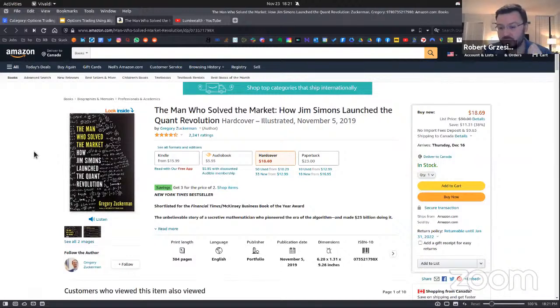This is a book about Jim Simmons, this guy that created this hedge fund. It took him a while to figure it out and make the right algorithms. But once they got these things going, oh my, these guys basically had a bank machine in their house, right? It's crazy.